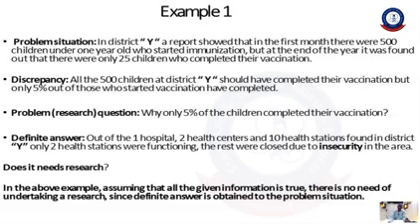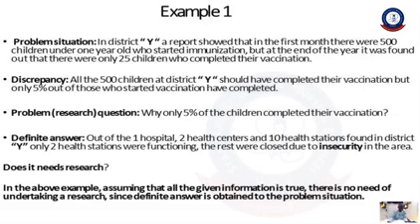The problem is, in a particular district named Y, a report showed that in the first month there were about 500 children under 1 year old who started immunization. But at the end of the year, only 25 children completed that vaccination. You know, vaccination is of stages. So you can start, but completing it is the major thing. Don't skip any immunization or vaccination. So about 500 started, but only 25 completed the vaccination.